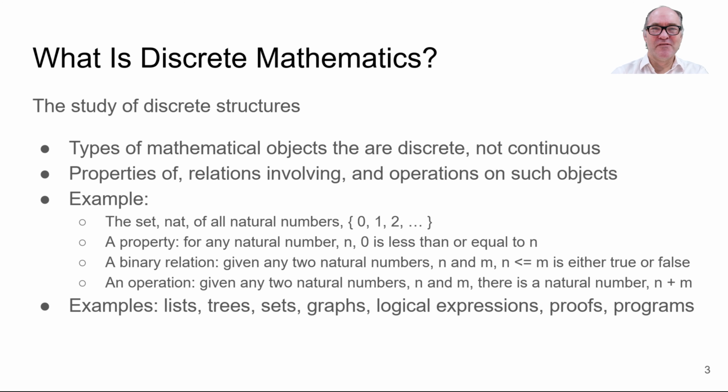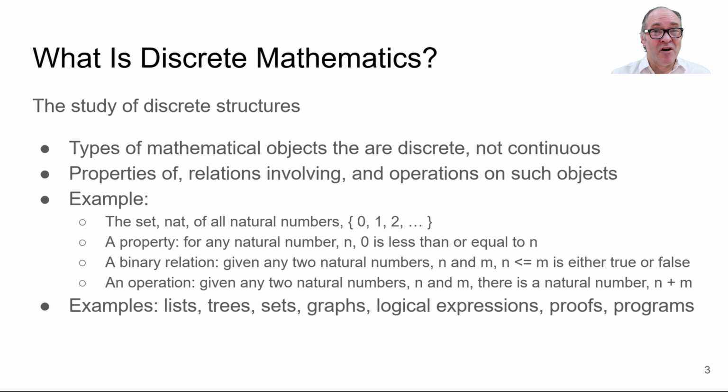So let's start with that question, what is discrete mathematics anyway? At the risk of giving you a somewhat circular definition, I would say that discrete mathematics really is the study of discrete structures. And these are structures, which are sets of objects plus additional information about those sets. It's the study of discrete structures of these sets of objects that are discrete, not continuous.